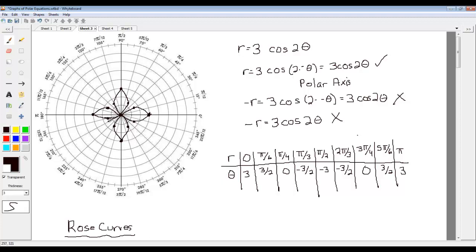Yeah, I think I had goofed a little bit when I was trying to reflect that one right there. Because I thought that petal's supposed to be a little thicker. But there we go. But there you go. Those are rose curves.